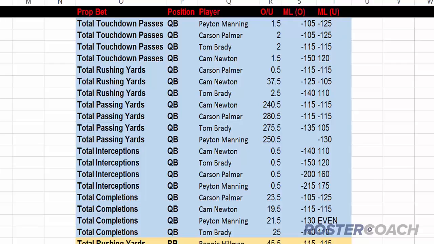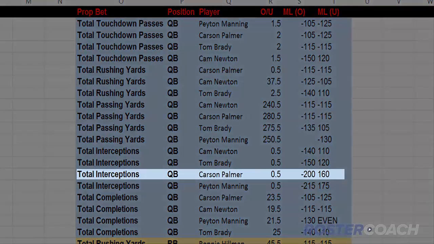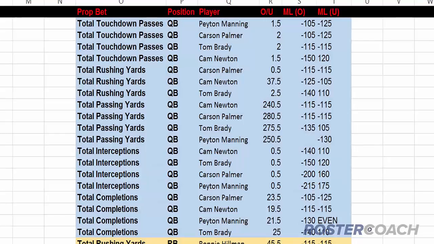So you can see that because the over is a minus 150 favorite and the under is a plus 120 underdog, that means that Vegas probably expects Cam Newton to throw for 2 touchdown passes, or at least more than 1.5. And there are props that are obviously even stronger than that. We can look at Carson Palmer's interception prop set at 0.5. The over is a whopping minus 200, while the under is plus 160. As you can see, Vegas, in this particular instance, felt really confident about Palmer throwing at least 1 interception.